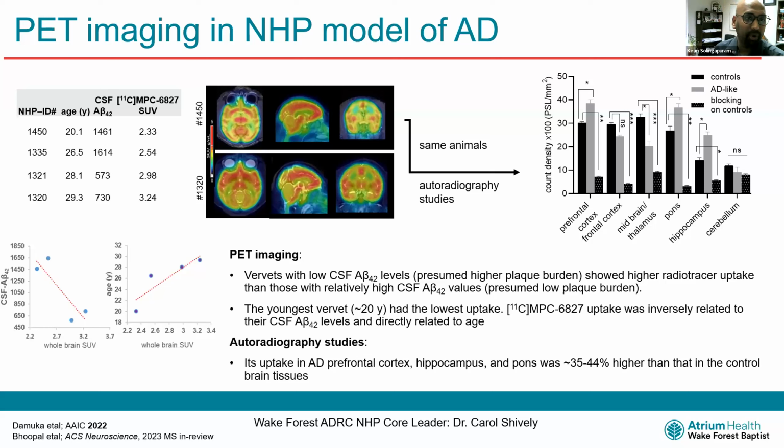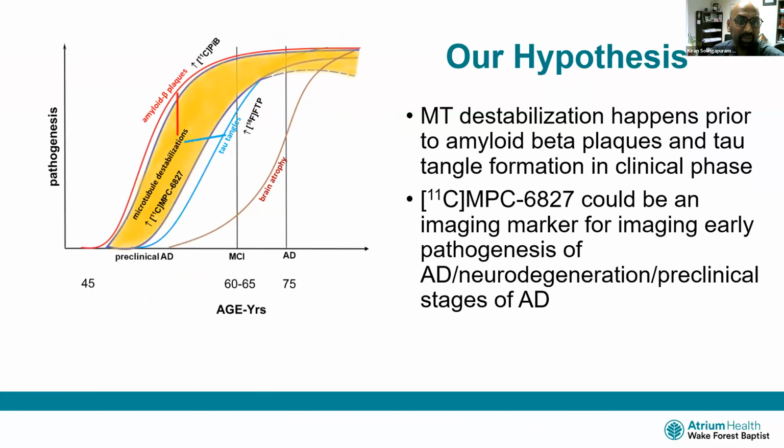So most importantly, what we did was the same animals, and we got the brains out, and we did autoradiography studies, also corroborated what we found. That is, more uptake in the AD-like monkeys than in the control monkeys, which have more CSF A-beta values. So now our hypothesis is MT destabilization might be happening prior to amyloid beta plaques and tau tangle formation. So maybe MT-based changes are linked to both hallmark pathogenesis of tau and plaque deposition.